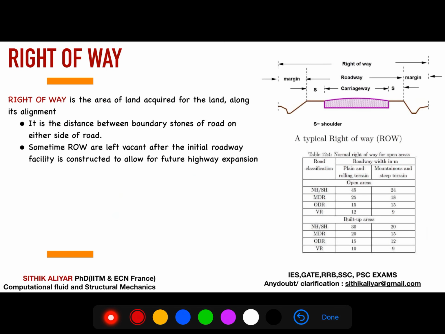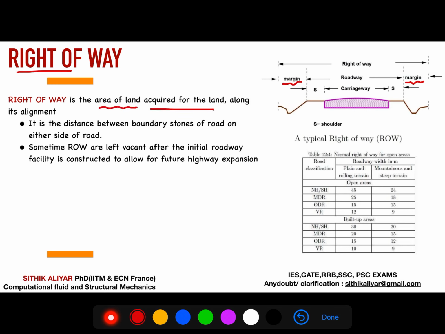And right of way, as I told you, you can see the figure. Right of way is almost the same. It is also something like the carriageway plus shoulders, with some more little margin. Not like the road margin you have defined. It is the area of land acquired. It is not like a foundation, right?